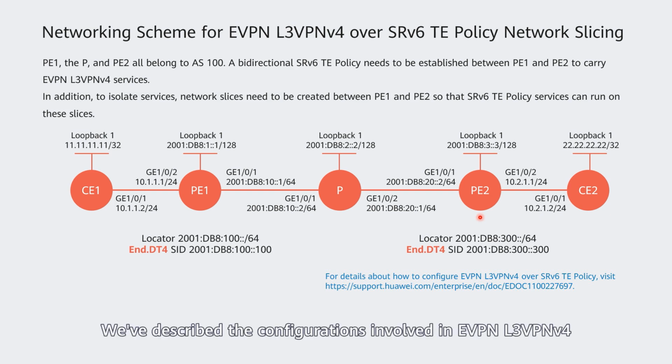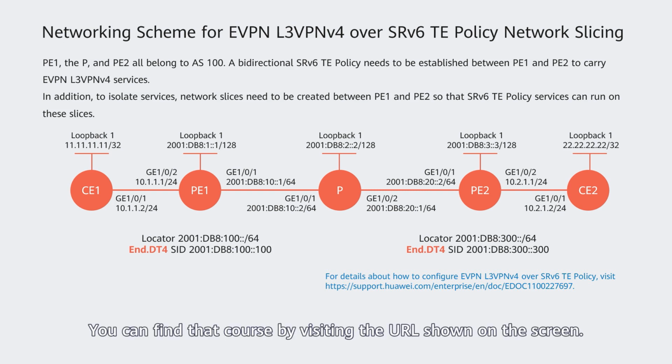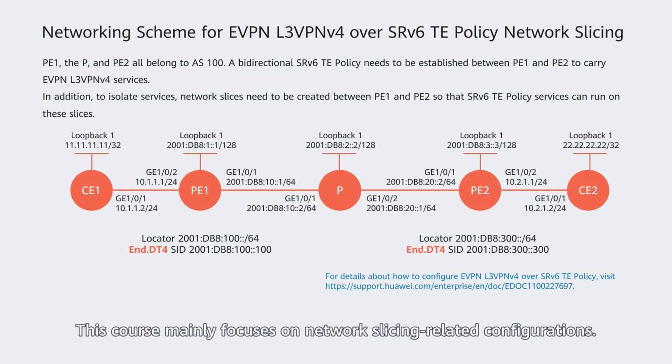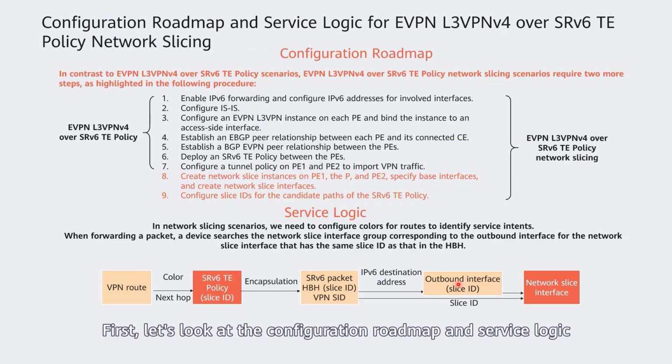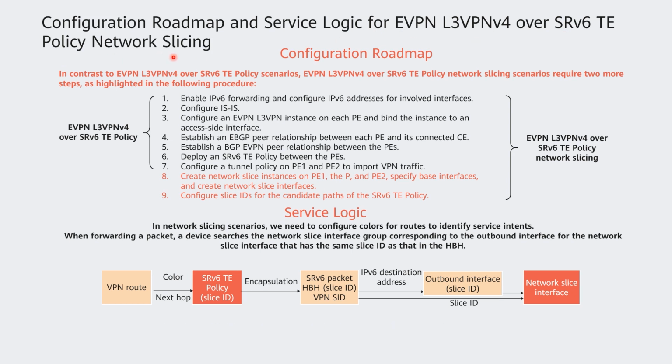We've described the configurations involved in EVPN L3VPNv4 over SRv6 TE policy scenarios in another course. You can find that course by visiting the URL shown on the screen. This course mainly focuses on network slicing-related configurations. First, let's look at the configuration roadmap and service logic of EVPN L3VPNv4 over SRv6 TE policy network slicing.